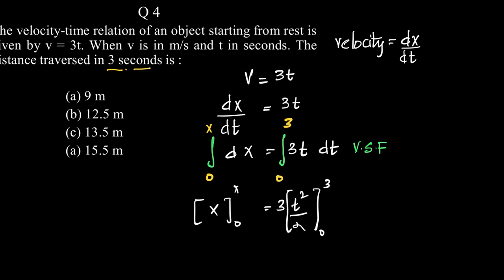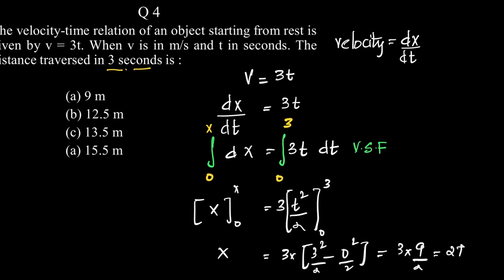So this will further be equal to 3 into 3 square by 2 minus 0 square by 2, which is basically 3 into 9 by 2, or 27 by 2. So 27 by 2 will basically give you the answer 13.5 meters. So the correct option here is option C.